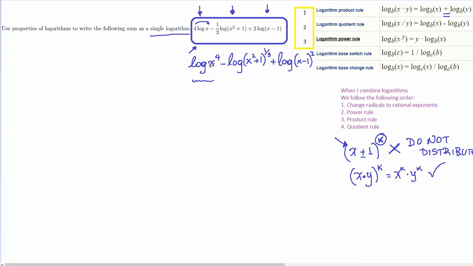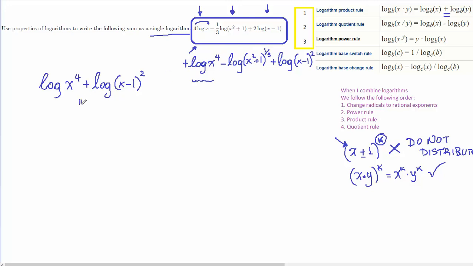So now we should apply the product rule. Now remember that by applying the product rule, it means that you take all the logarithms that have a plus sign in front of them and you add them together. So I have log of x to the fourth plus log of x minus 1 squared. So these are the two logarithms to which I will apply the product rule. And let me write it right here. So I'm working with log of x to the fourth plus log of x minus 1 squared, and I ignore the middle term for the moment, because it has a minus sign, and I will work with that in the next step.